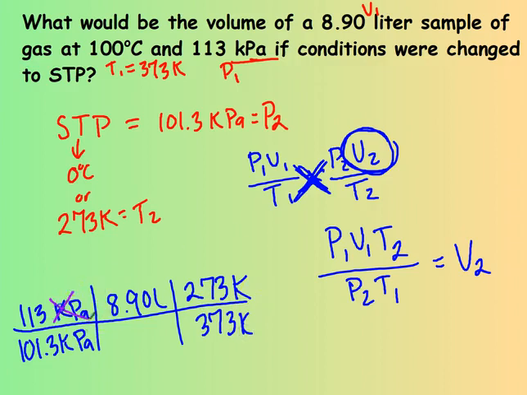Looking at my units, kPa cancels out, K cancels out. My answer's in liters then because that's the only unit that's left. I'm going to multiply and then divide 113 times 8.90 times 273 divided by 101.3 divided by 373, and I got 7.27. 7.27 liters. And there's my answer right there.